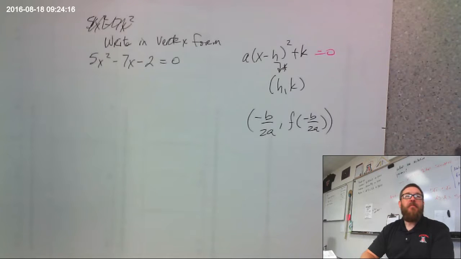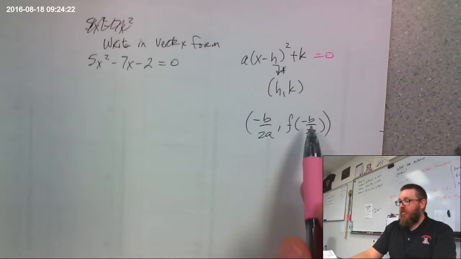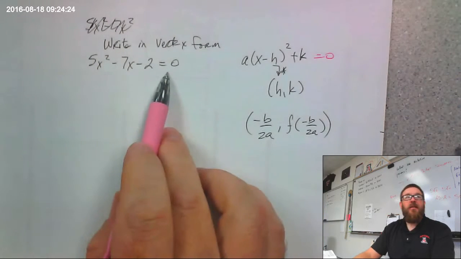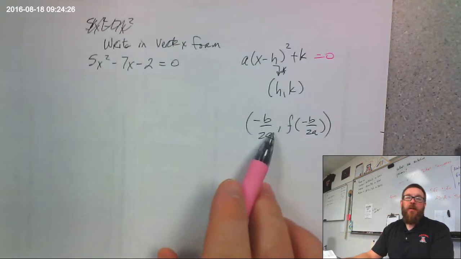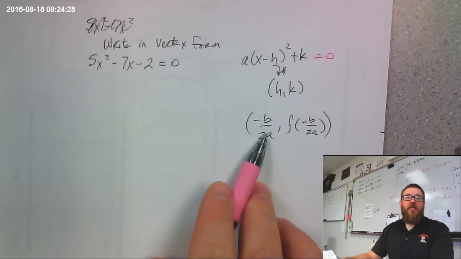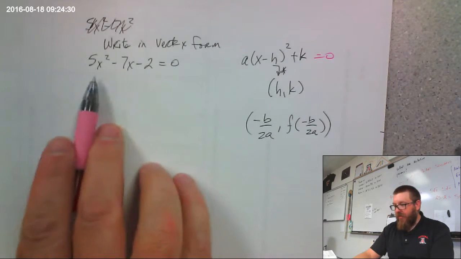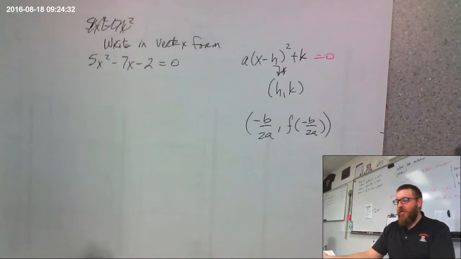What's your question, Sam? What is F? F is like the function. Yeah, this means plug in this number into the whole equation. Yeah, and this number would be 7 over 10. You plug in 7 over 10. Okay. George, you ready?